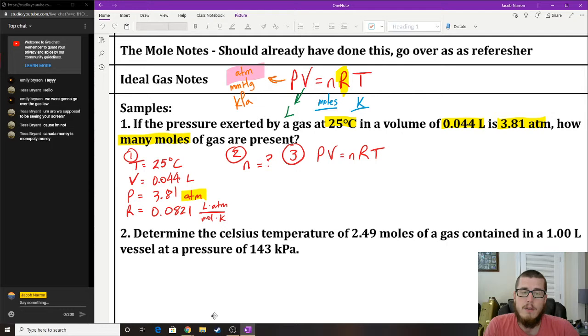So look, then you can go through and be like, all right, do I have pressure? Yeah. Do I have volume? Yeah. Do I have N? No, but that's okay. That's what I'm looking for. Do I have R? Yes. Do I have T? Yes. That is why we write all this stuff out in a certain way.